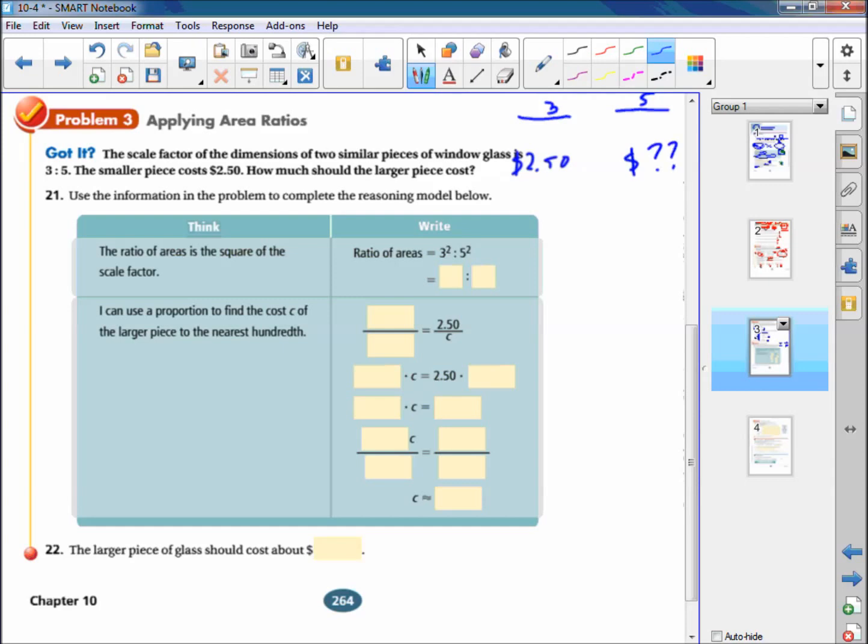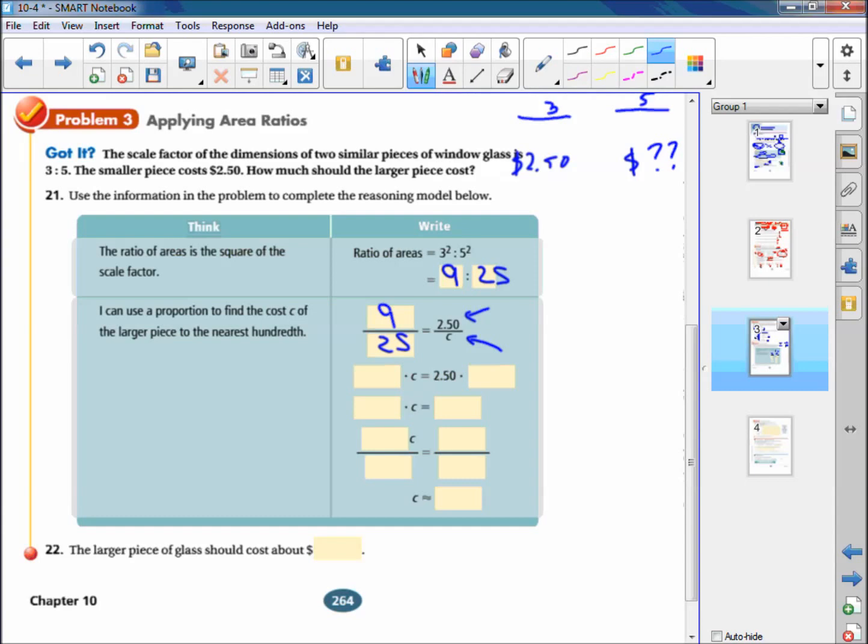Okay, so use the information in the problem to complete the reasoning model. So when you buy a piece of glass, it's not by how long it is on one side, it's the area that you're paying for. So we need to find out the ratio of the areas. So the ratio of the areas is going to be 3 squared to 5 squared, which is 9 to 25. So then we can set up a proportion to solve for the cost of the bigger piece. So the smaller piece ratio is 9 when the bigger is 25, so 9 to 25. The smaller piece costs $2.50, and we don't know the cost of the bigger piece, so we put C there.